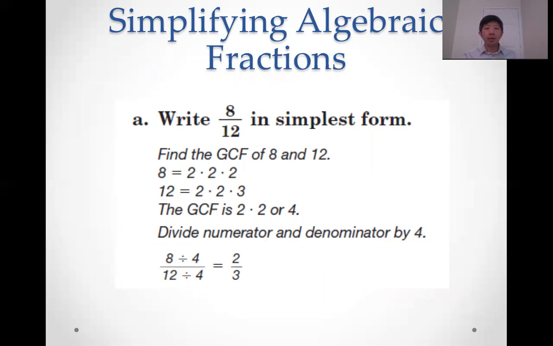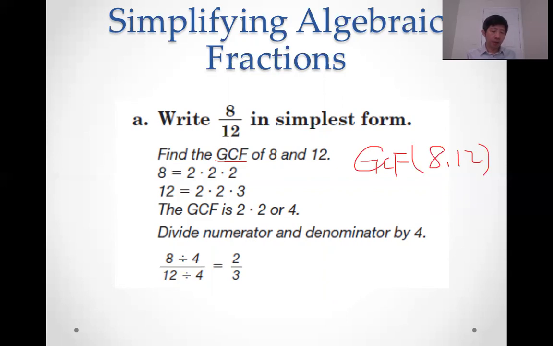simplifying algebraic fractions. Write 8 over 12 in simplest form. So here we have to find the GCF, right? Now GCF, remember that last lesson we talked about GCF and LCM. And GCF, we find GCF of 8 and 12. Okay, how do we find it?